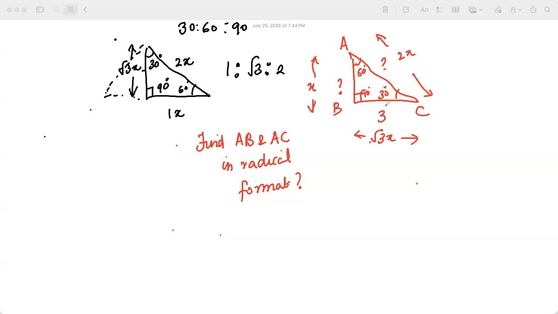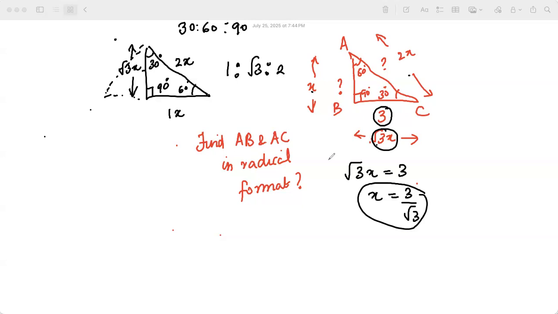See, I gave this. So what can I do? I know the sides are in the format x, root 3x and 2x. Root 3x will be equal to 3. x will be equal to 3 by root 3. Now just plug in that x on the other two sides. You see, 3 by root 3. Is it a rational number or an irrational number?